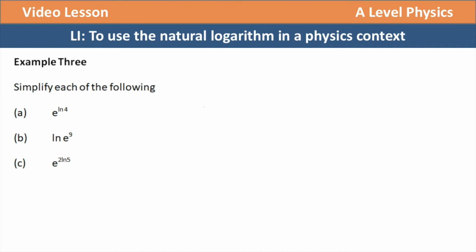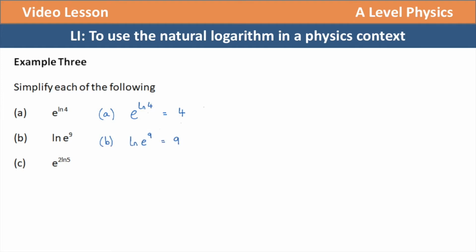So for that example question, the first one says simplify e to the power of ln 4. Because e and ln are inverse functions of each other, they do opposite operations, they will essentially just cancel each other out and give us the answer of 4. Likewise, for the next one, if we take the natural logarithm of e to the power of 9, then the natural logarithm and the exponential cancel out with each other, giving us a final answer of 9.